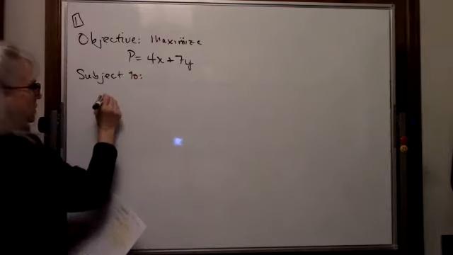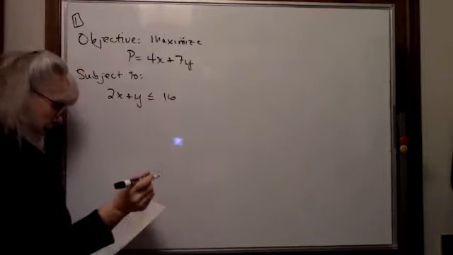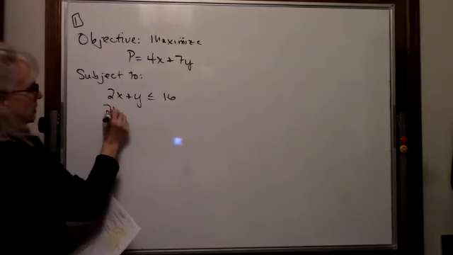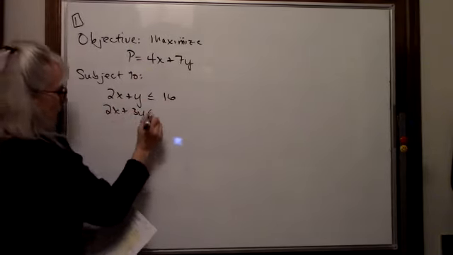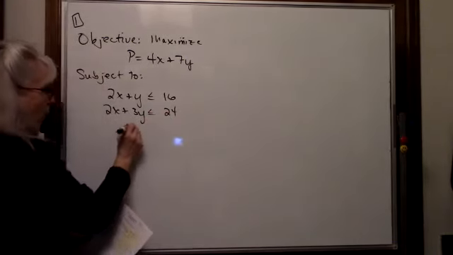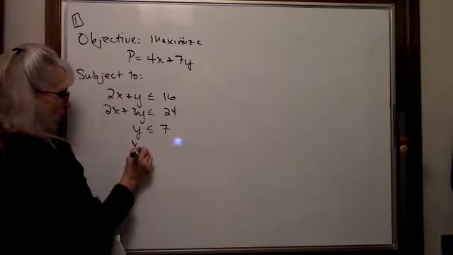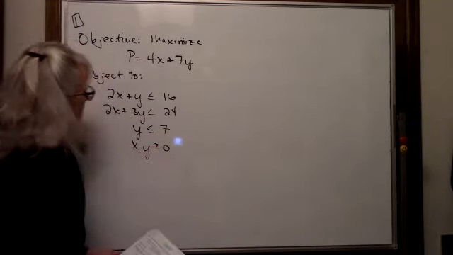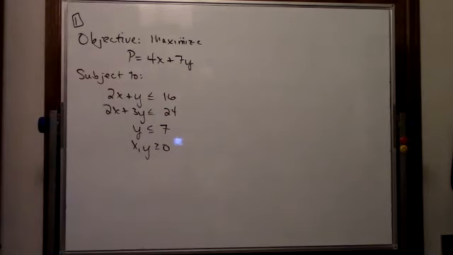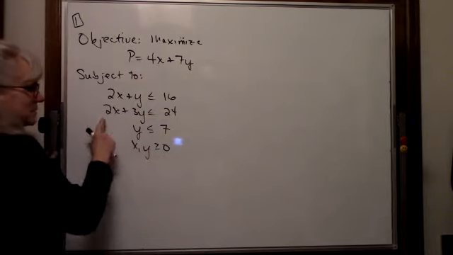We want 2x plus y less than or equal to 16. We also have 2x plus 3y less than or equal to 24. I also have y less than or equal to 7. And then finally, x and y are both nonnegative. So this is exactly where we left off in the other section, and now we're going to pick it up. We're going to graph these, so that's our first step.